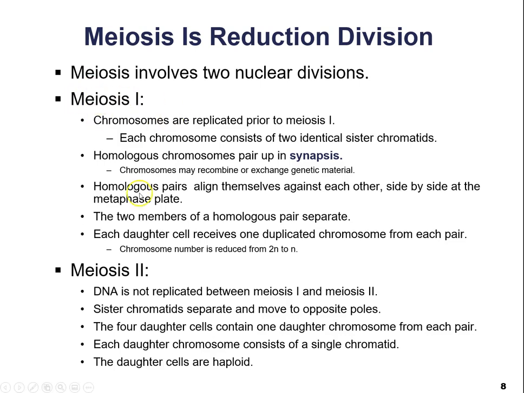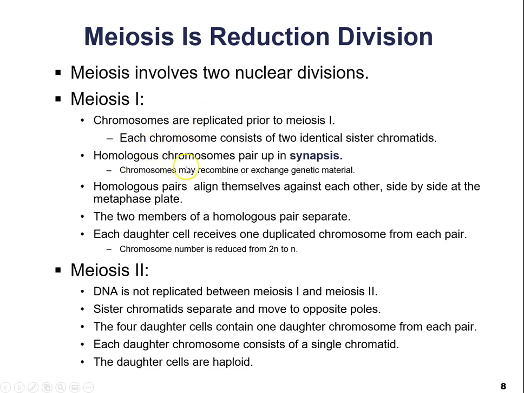All right, so meiosis 1 in general. This is just general in terms of what's happening. We will go through each stage of meiosis 1 and each stage of meiosis 2 as well. Chromosomes are replicated prior to meiosis 1. So we said that: chromosomes still have to be replicated during S phase, and then you'll have those sister chromatids.